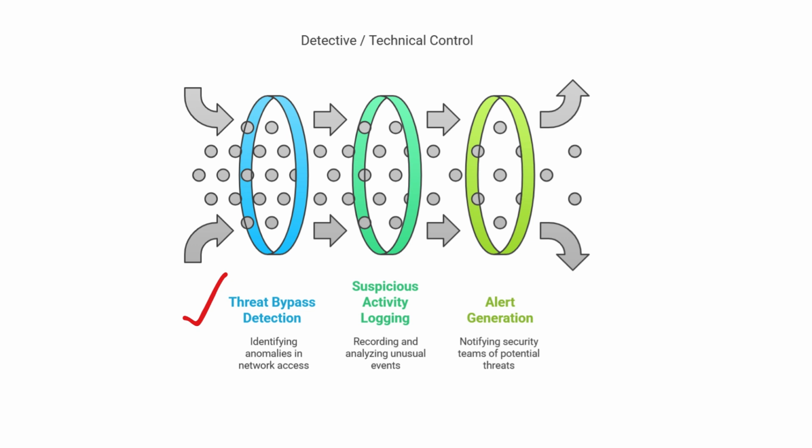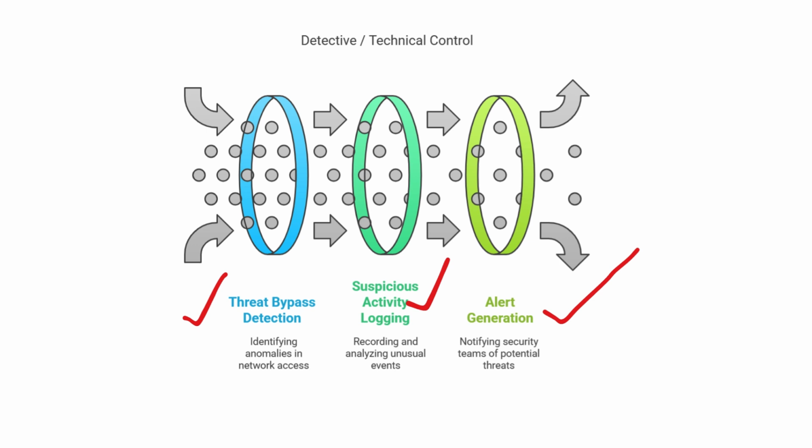For example, the intrusion detection system spots the hacker. The company has an intrusion detection system actively monitoring network activity. The IDS detects unusual login attempts from an unknown device and logs the suspicious activity. The system sends an alert to the security team. Why is this effective? It provides real-time detection of threats that have bypassed preventive controls. It allows security teams to respond before major damage occurs. Without this detective control, the hacker could move freely inside the network without being noticed.